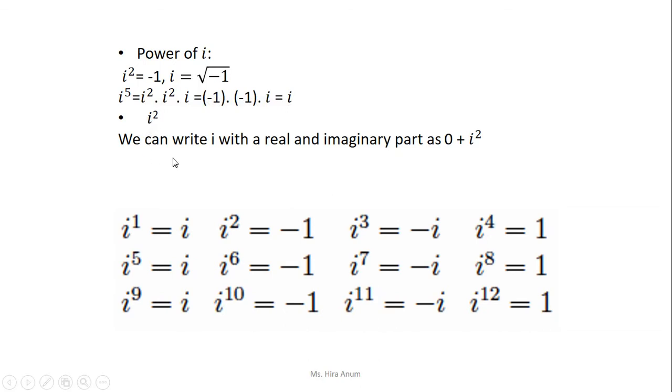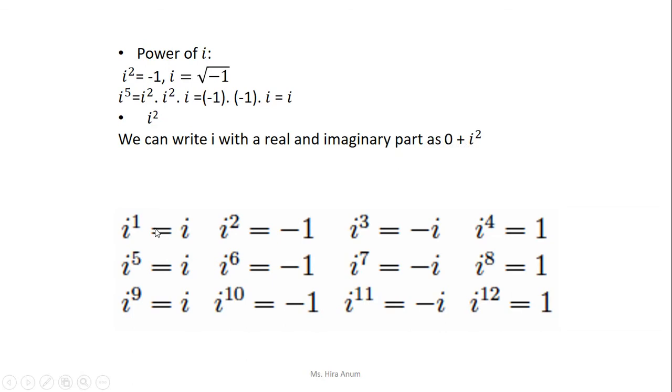Iota square we can write with real and imaginary part as 0 plus iota square. When we have no real number, we add 0 to make the real part. Iota square is imaginary, 0 is real, and 0 plus iota square makes a complex number.